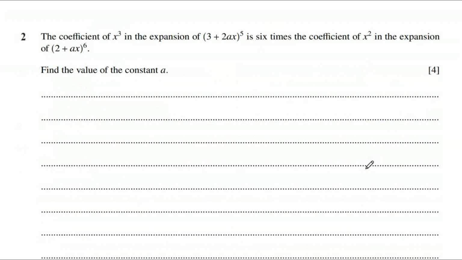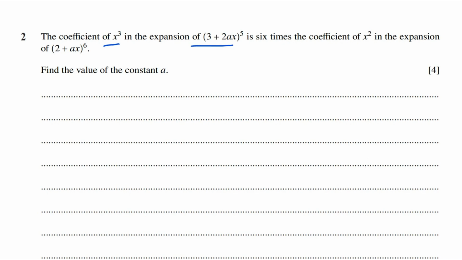Next, question number 2. The coefficient of x cubed in the expansion of (3 + 2ax)^5 is 6 times the coefficient of x squared in the expansion of (2 + ax)^6. Find the value of the constant a. So we need to find first the coefficient of x cubed in the expansion of this.